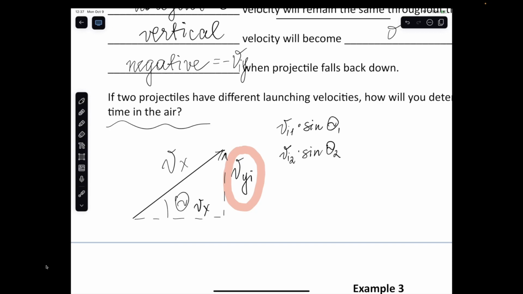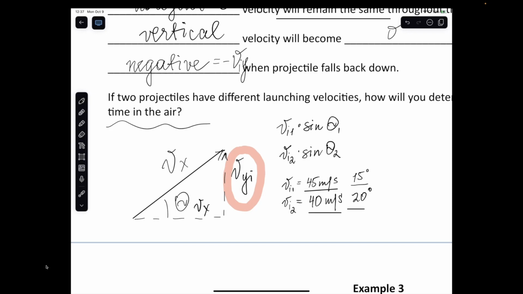So, for example, if you have V initial equals 45 meters per second at 15 degrees, that's 1, versus V initial 40 meters per second at 20 degrees, that's 2, you cannot just look at them and say, oh, this one will be. Not really, because this is greater velocity but at a smaller angle. This is smaller velocity but at a greater angle.